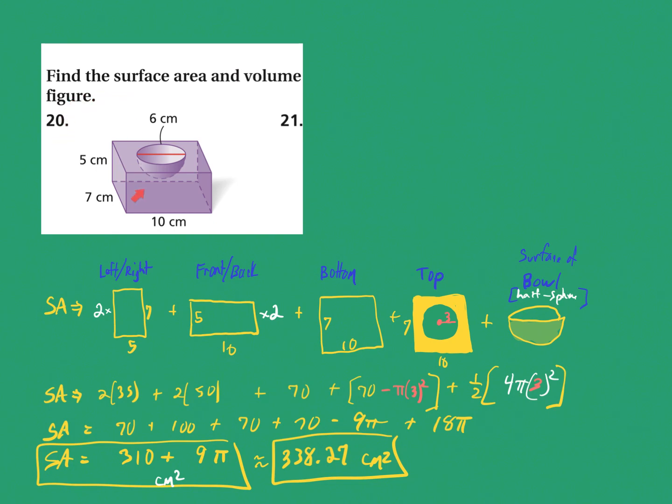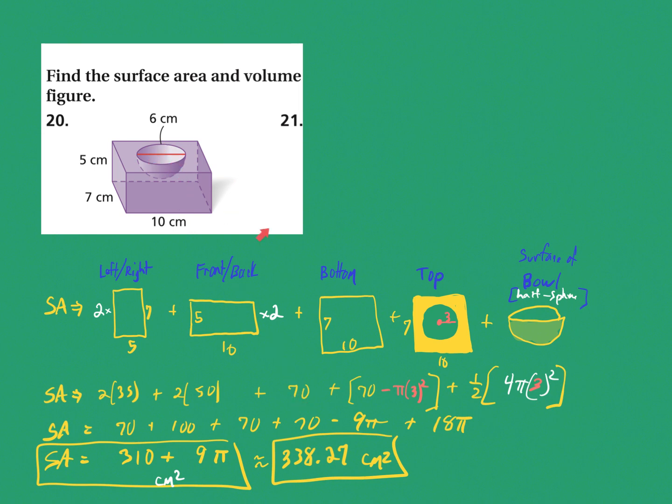For the surface area of the shape, we've got the left and right sides, which are 5 by 7s, so that's 2 times 35, or 70. The front rectangle is 10 by 5, which is 50, and there is a front and back, so 50 and 50 is 100. The bottom side is 7 by 10, which is 70.